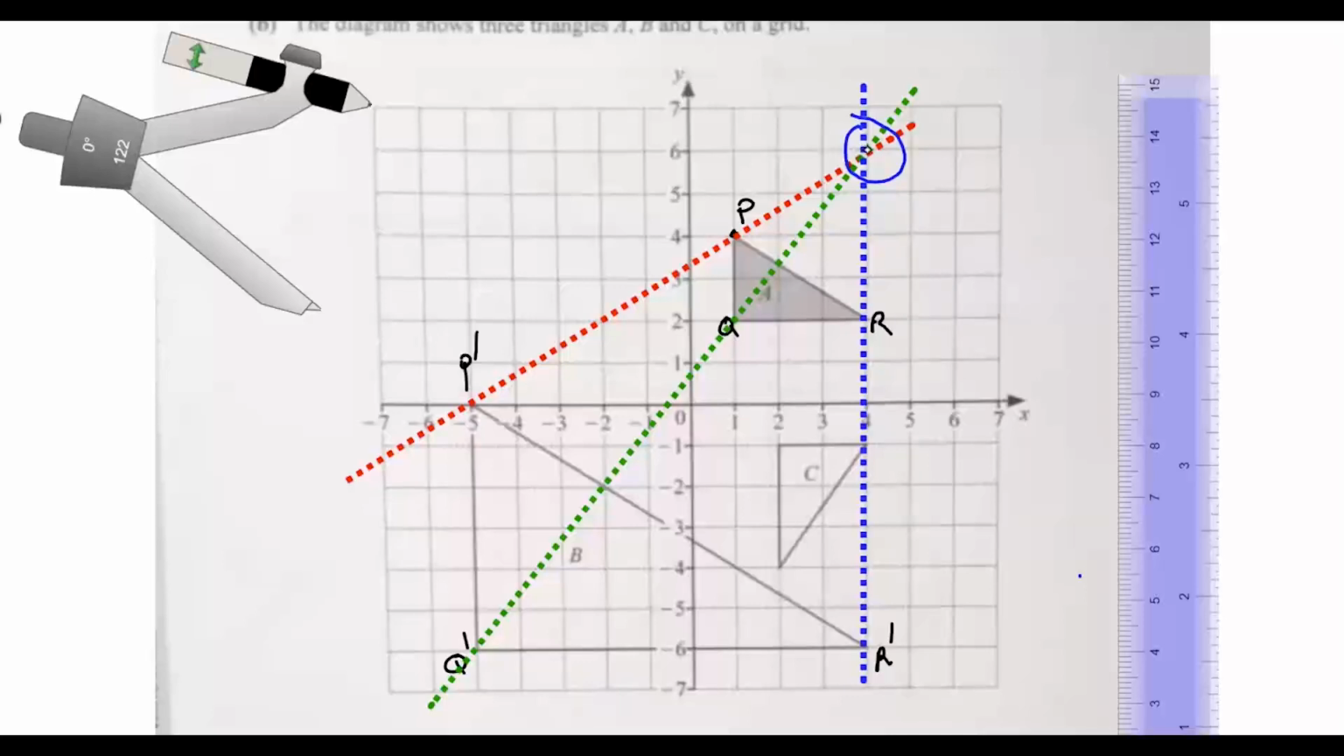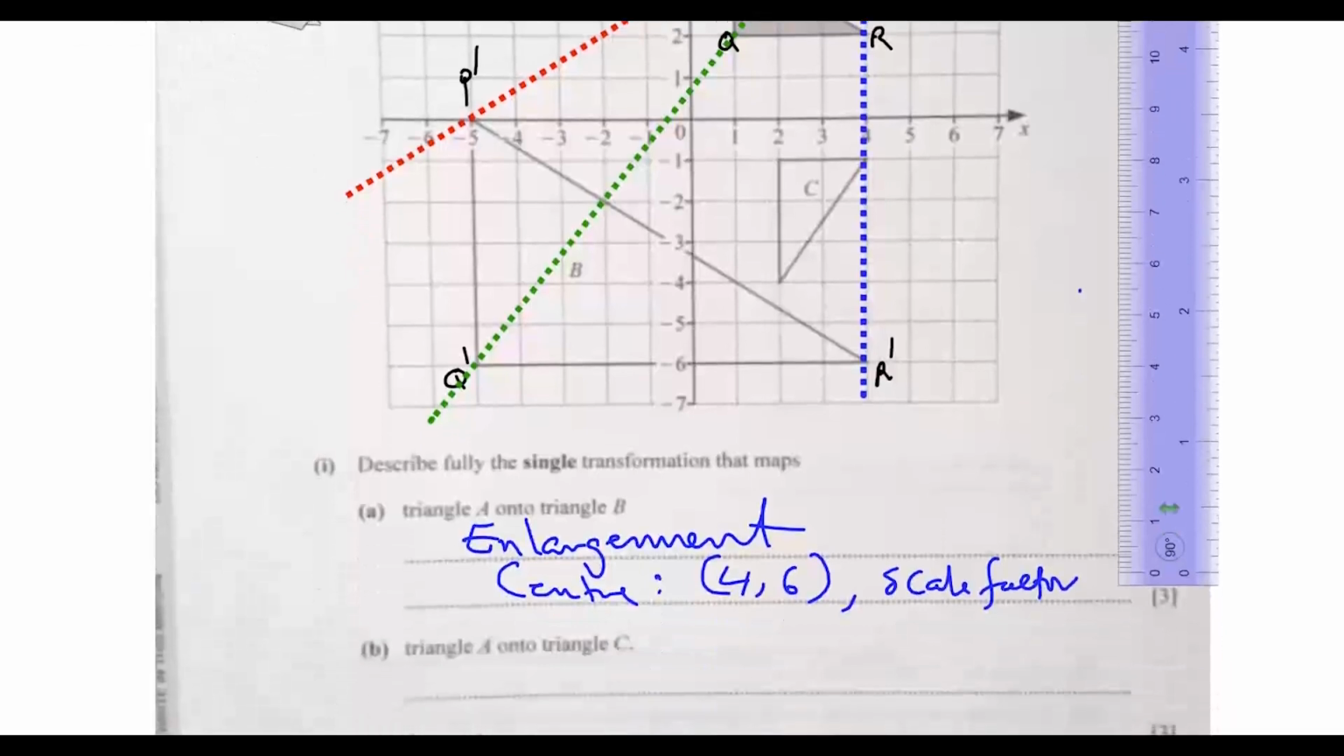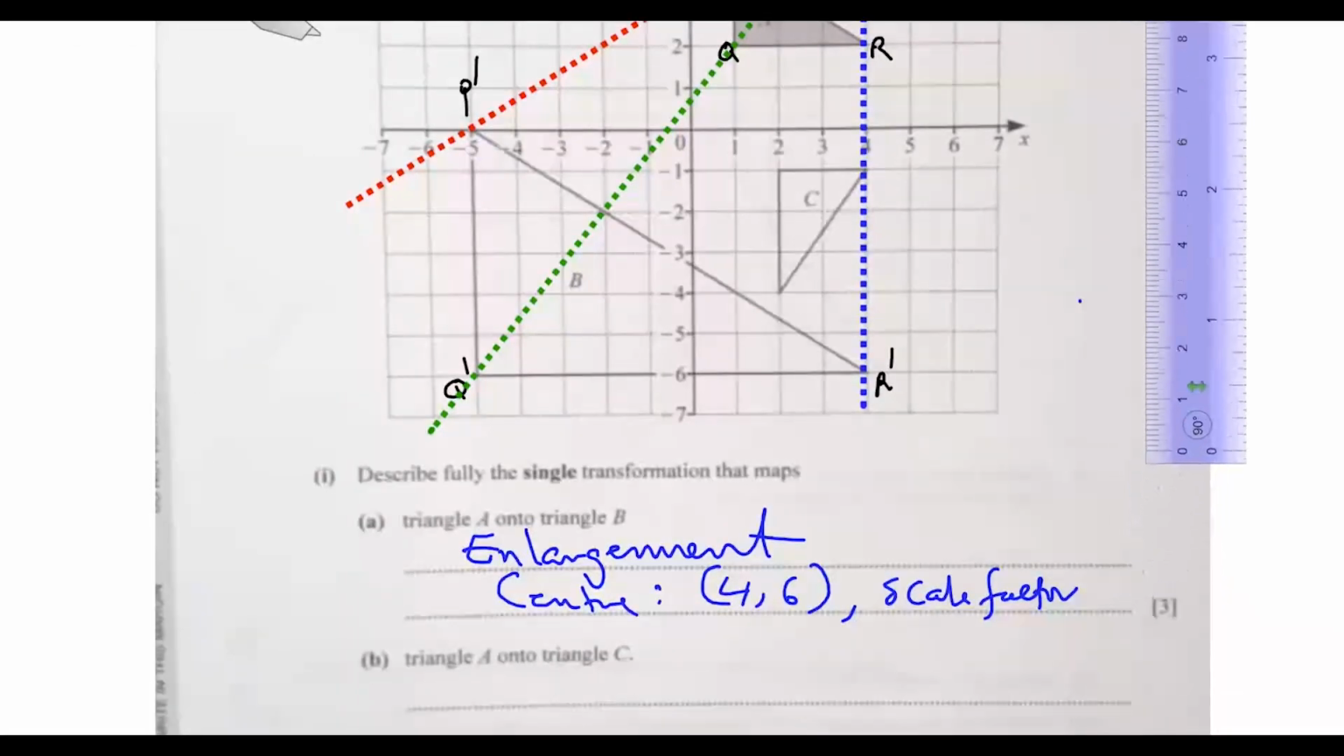Since 12 is not going up like this, it's going in the opposite direction to the one we counted to the center of enlargement. So we should have 12 downward in the opposite direction. 1, 2, 3, 4, 5, 6, 7, 8, 9, 10, 11, 12. So that means the scale factor is minus 3. So the scale factor is minus 3.